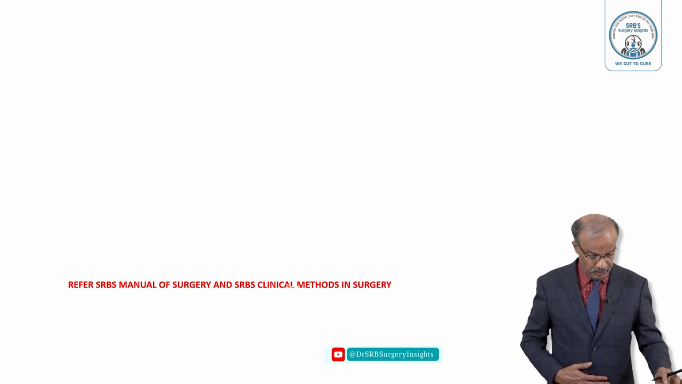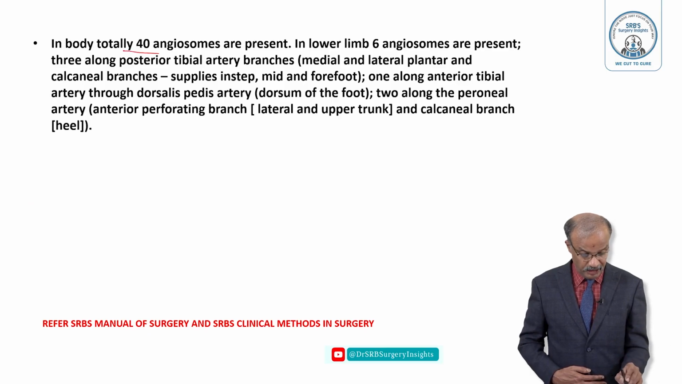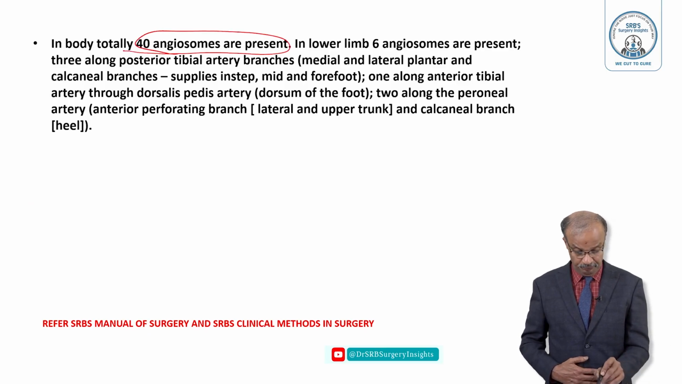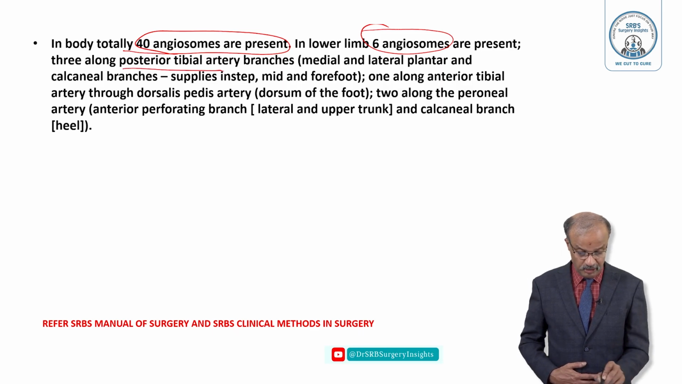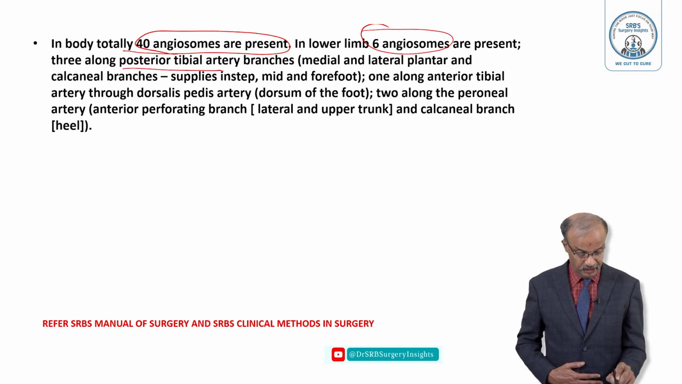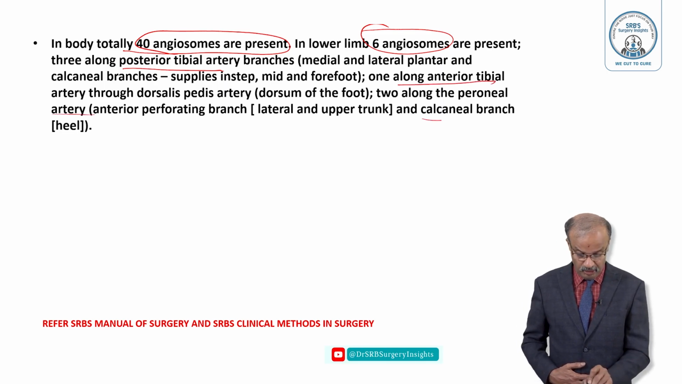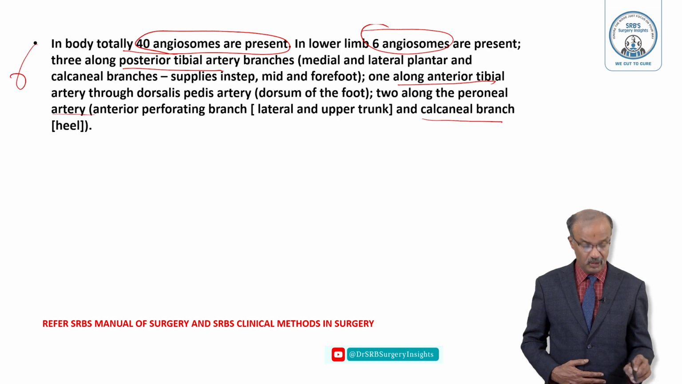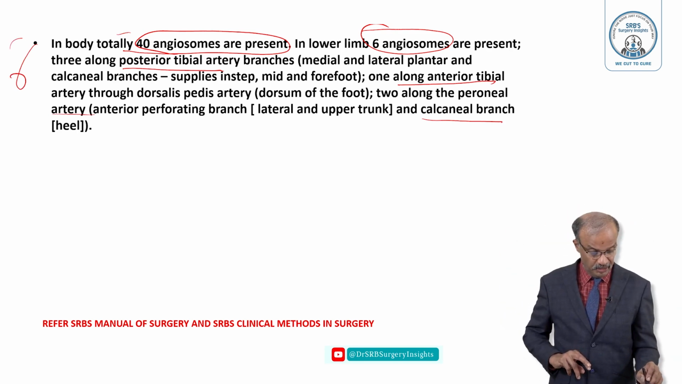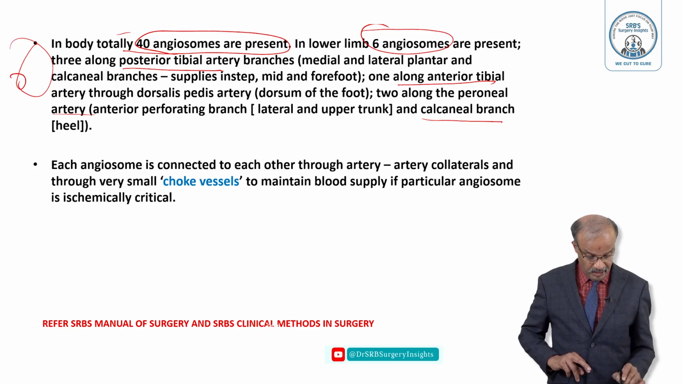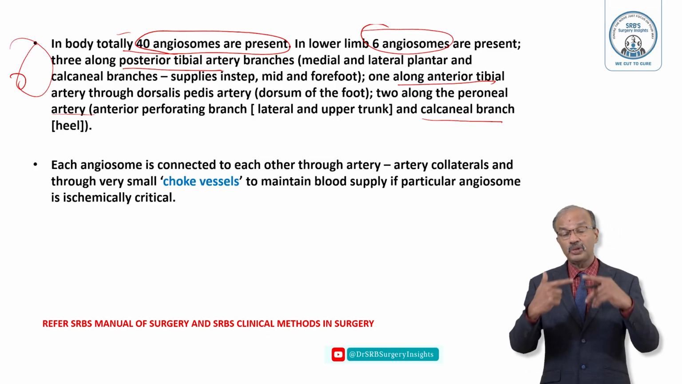So there is an angiosome concept. There are totally 40 angiosomes. Maybe an MCQ question: in the lower limb, 6 angiosomes. All these things are there. Along the posterior tibial artery, the medial and lateral plantar arteries, the instep, and along the anterior tibial artery, and 2 along the peroneal artery, and 1 is the calcaneal branch. So there are 6 in the lower limb, and each is connected to the others through a choke artery.